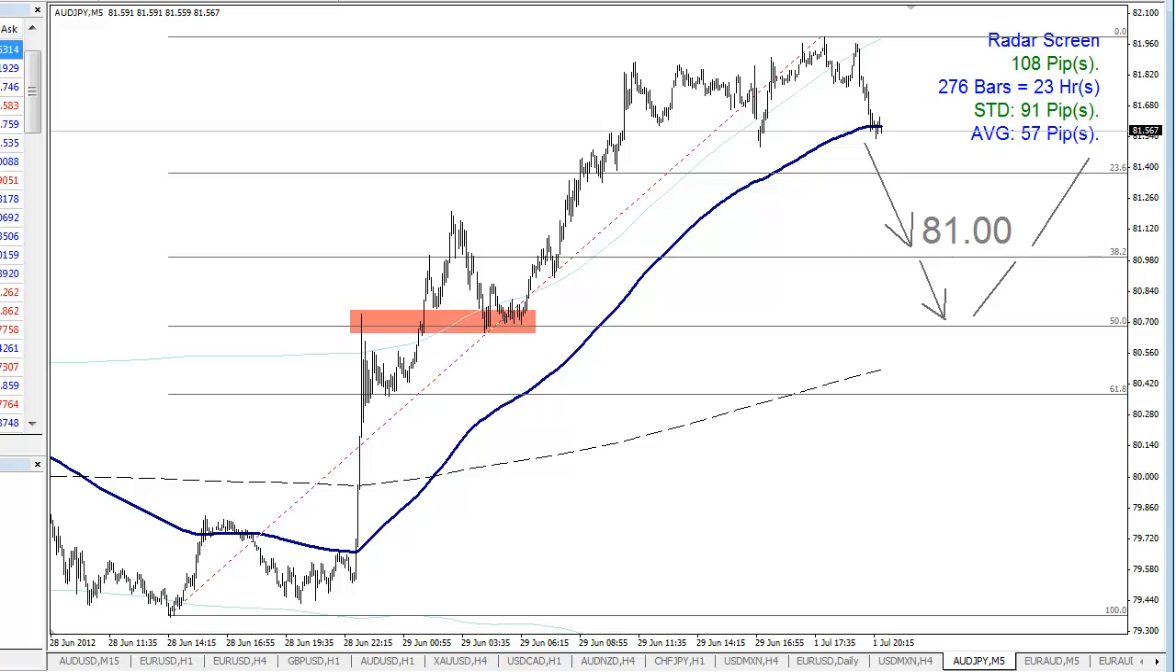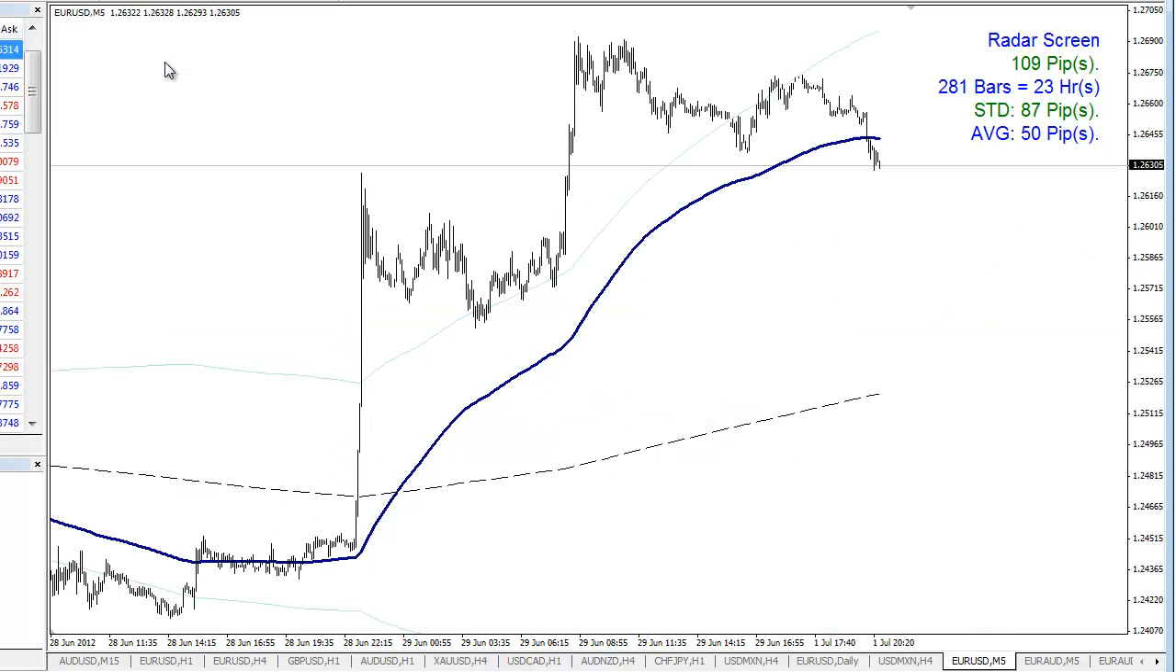Here's the euro dollar on the 5-minute chart. So I'm going to switch over to that. Same situation here.